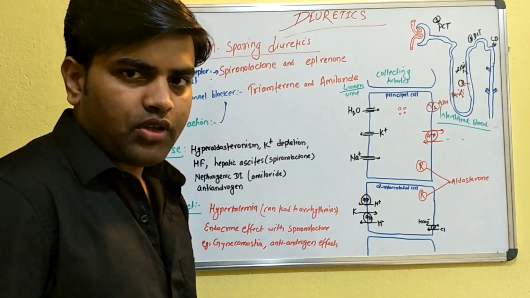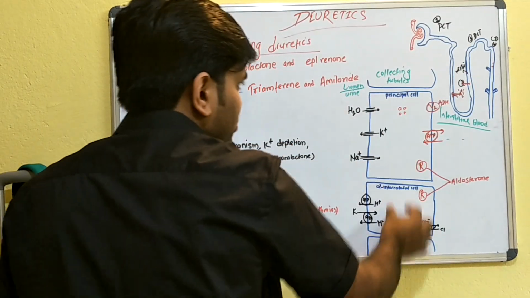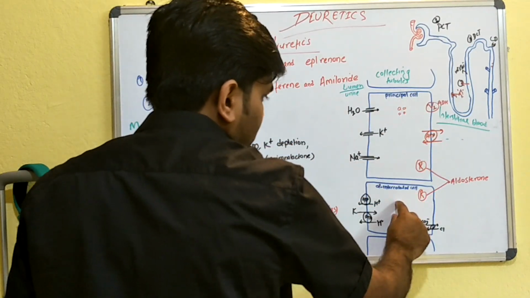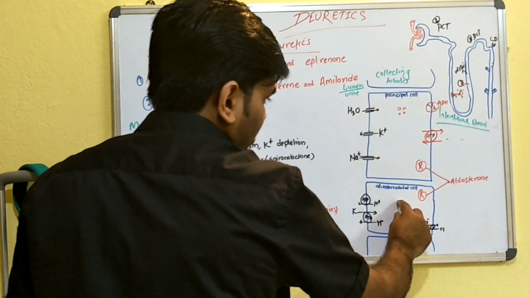If you take the cells from your collecting tubules, there is a principal cell, an alpha intercalated cell, and a beta intercalated cell. The main ones are the principal cell and the alpha intercalated cell.